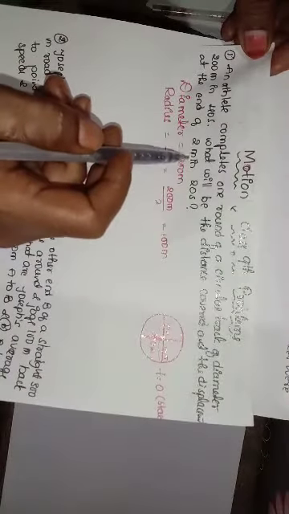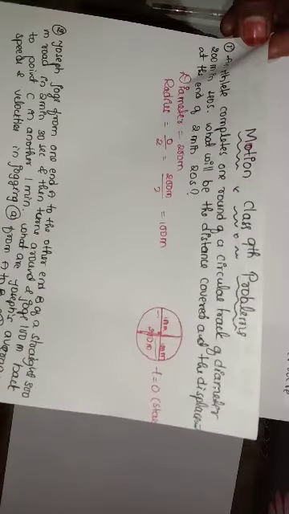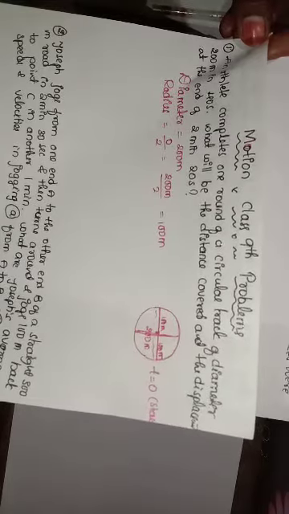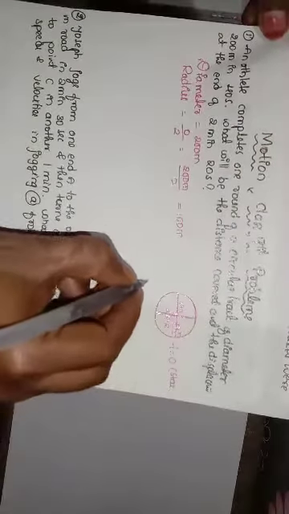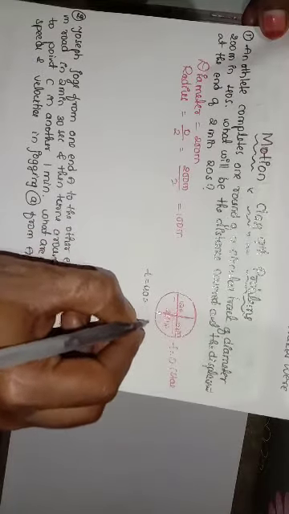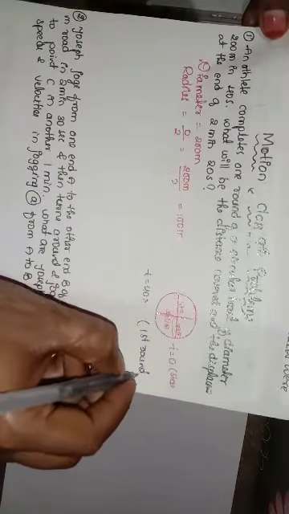What will be the distance covered and the displacement at the end of 2 minutes and 20 seconds? After 2 minutes and 20 seconds, how much distance he covered and what is the displacement? Distance is the total length of the path, and displacement is the shortest distance between final and initial position. To complete one round, how much time did he need? 40 seconds for the first round.